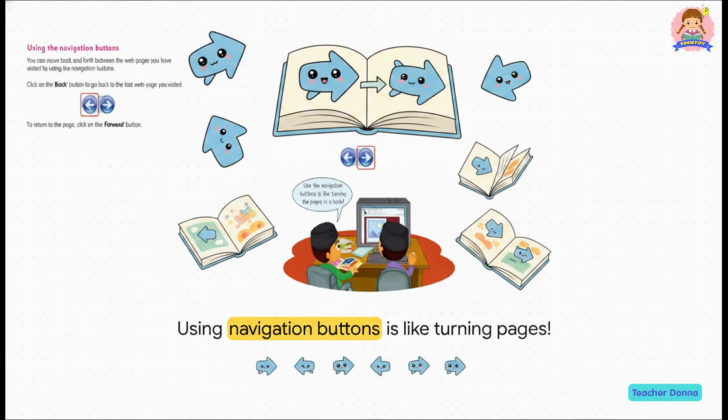If you click a link by accident, or you just want to look at the previous page again, you just click the left-pointing back arrow. And to jump forward again, just click the right-pointing forward arrow.